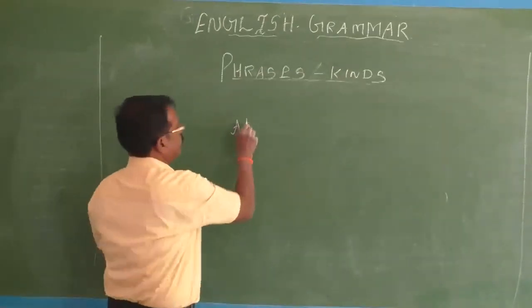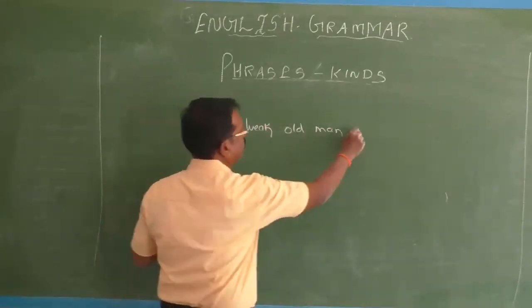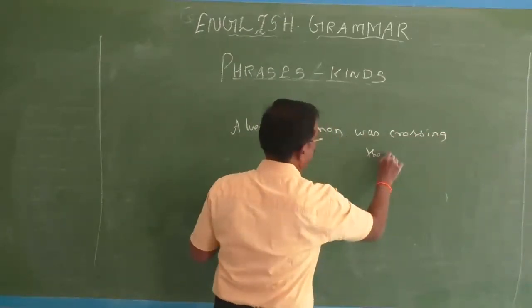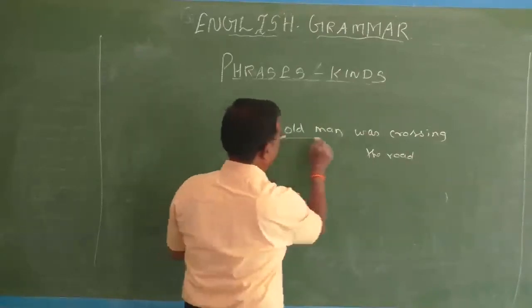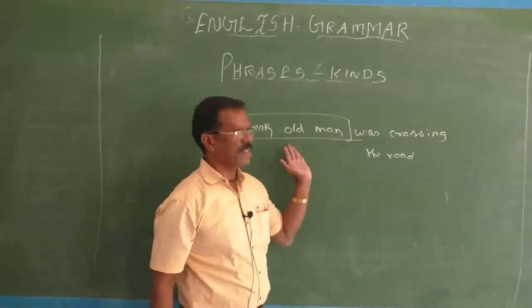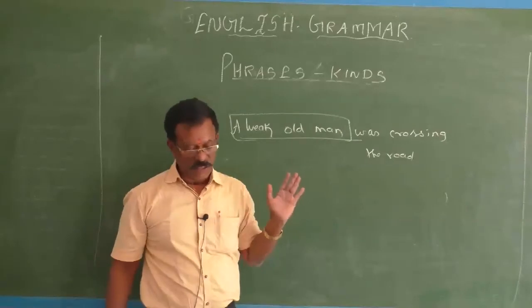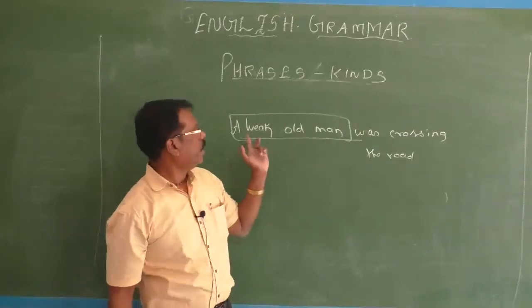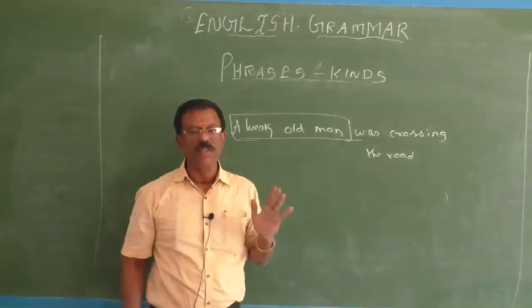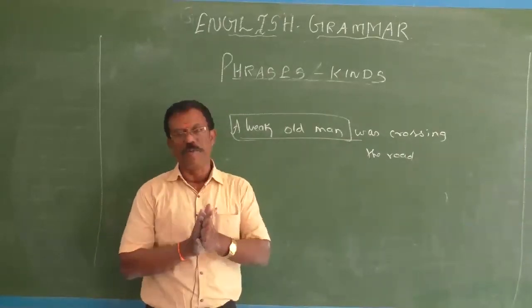For example, a weak old man was crossing the road. Here, a weak old man is an adjective phrase. This adjective phrase comes in the subject part. So, it is used attributively. Don't forget, a weak old man is an adjective phrase, and it is used in the subject part. Therefore, it is used attributively.